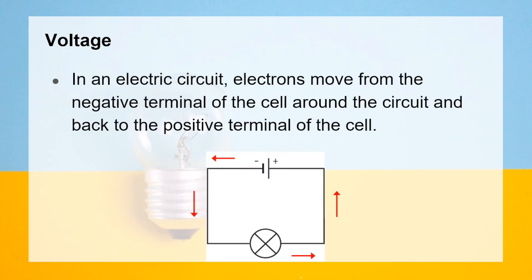In an electric circuit, electrons move from the negative terminal of the cell, go around the circuit, and go back to the positive terminal of the cell. The red arrows denote the direction of electric current.